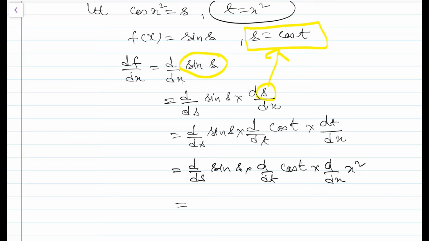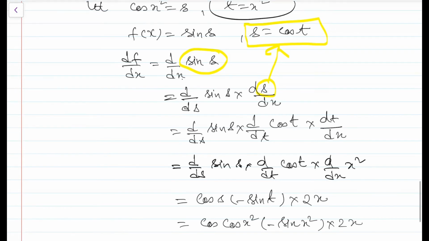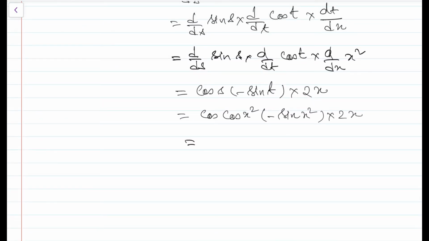Now differentiating, we get the derivative of sin s is cos s. The derivative of cos t with respect to t is minus sin t, and the derivative of x square is 2x. Now substituting the values, s is cos x square, t is x square, and 2x will come as it is. Now rearranging, we will get minus 2x sin x square into cos x square. This is the answer.